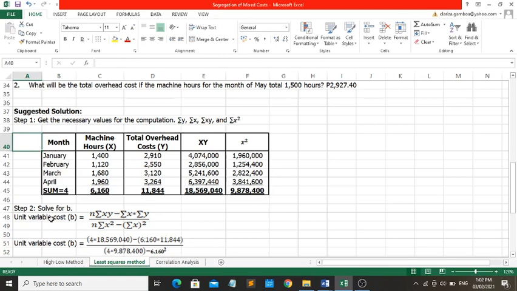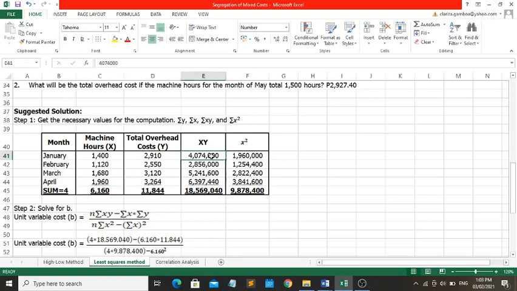Okay, so we will substitute here. We have January to April, so that is 4 observations. That will be the value of our N. And we have machine hours, which is our X. Our total is 6,160. And the total overhead cost is our Y. We also total it: 11,844. And the formula has the summation of XY.